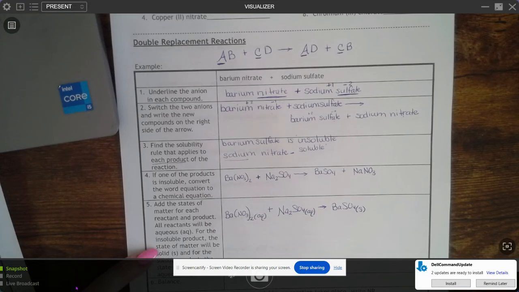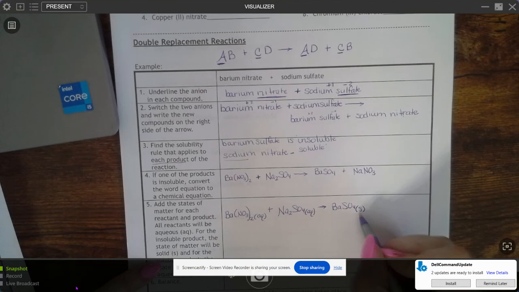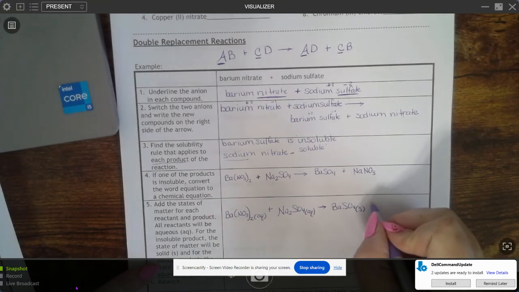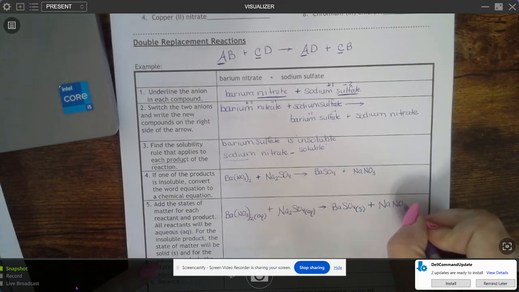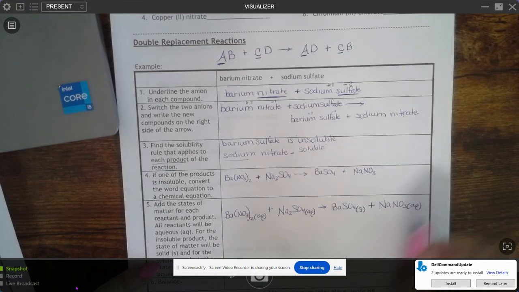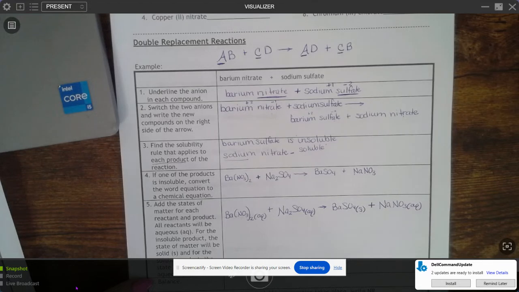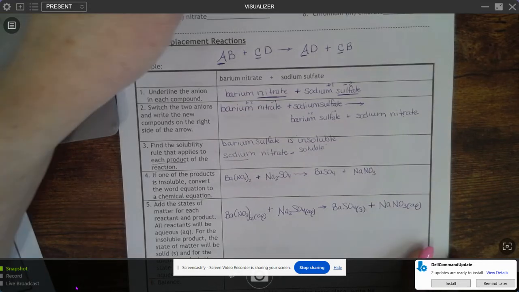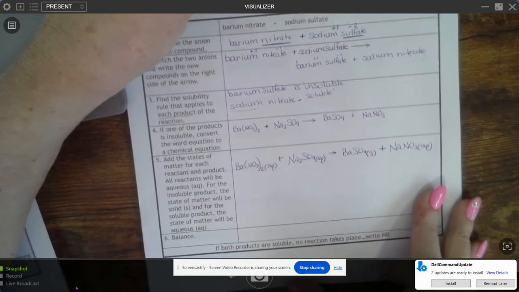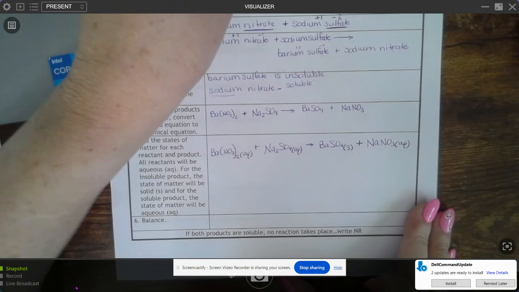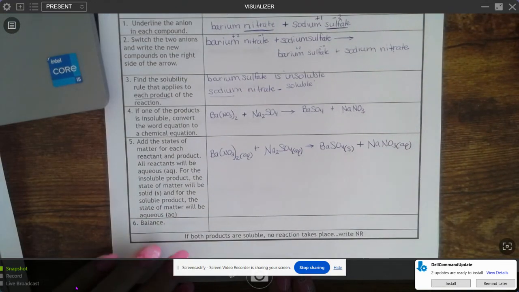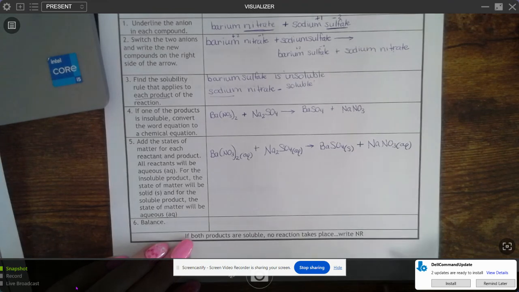And what you'll see, and we saw this in the lab where we formed that cloudy, what we call a precipitate. That's a solid. And then for the soluble product, we would have NaNO3 (aq), which means that it is soluble. So that's how you write the double replacement reaction. You just have to add the states of matter based on the solubility from the solubility chart. And then we need to balance.